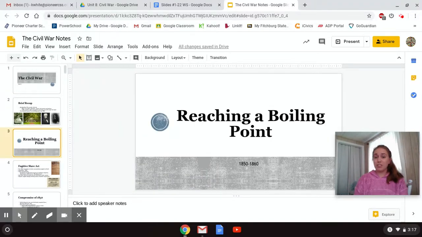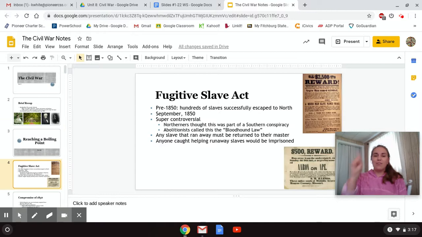Our country is reaching a boiling point, 10 years before secession started. All right, the first thing that y'all are going to learn about this week is the Fugitive Slave Act. All right, this was terrible. It was controversial. As you can imagine, it has to do with slavery, which is not good, right?